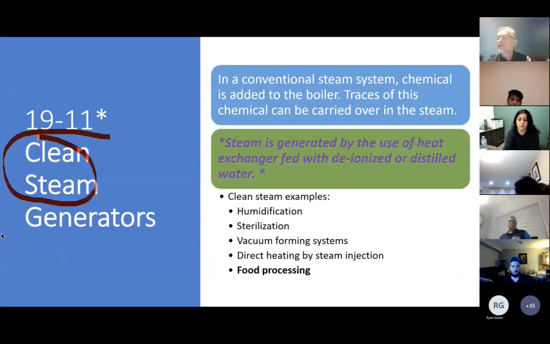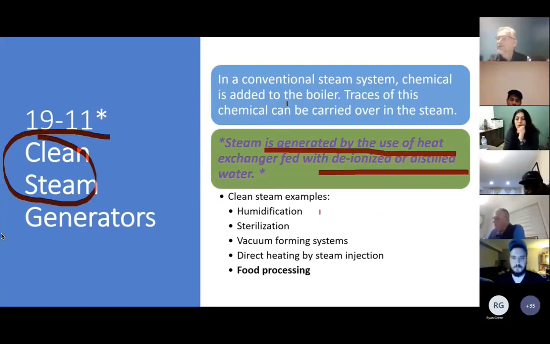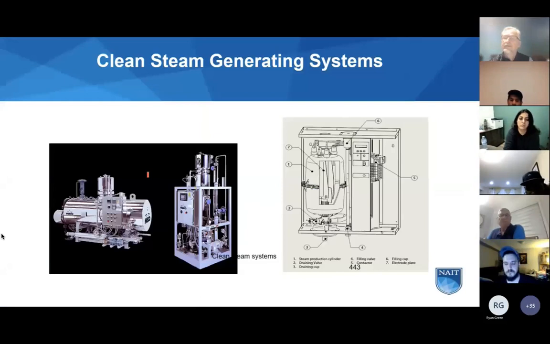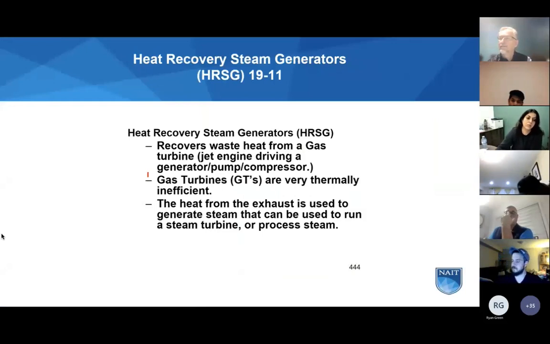Clean steam generators, we need very clean, chemical-free steam. So we generate steam with deionized or distilled water. Examples are humidification, sterilization, vacuum systems, direct heating, and usually we talk about food processing when we look at clean steam generators. So there's a couple of waste heat boilers that are creating clean steam. The other one we're going to look at is heat recovery, HRSG.